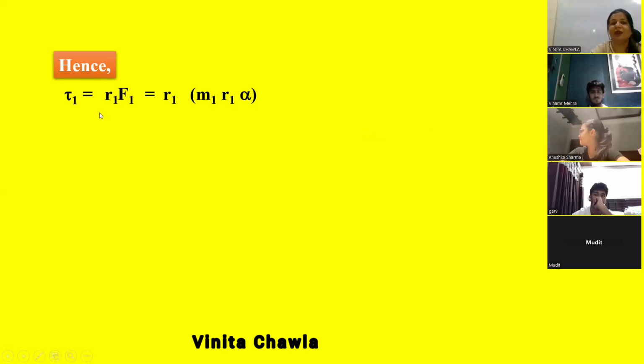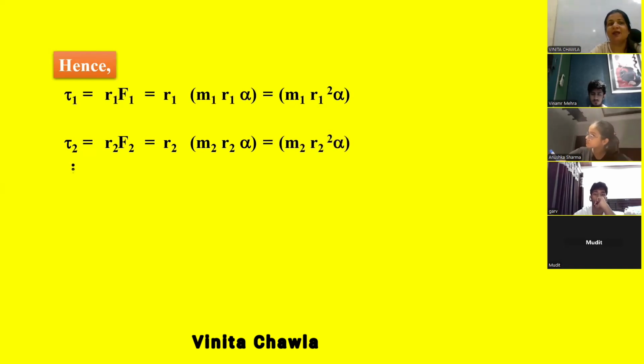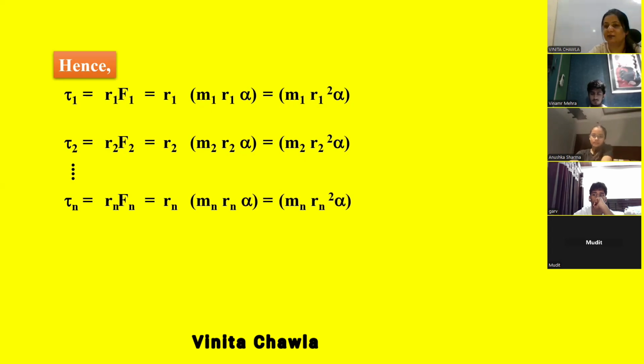Similarly, we can write for tau2, the torque acting on the second particle. It is r2 F2. Again, F2 is m2 a2 and a2 is r2 alpha. So it's m2 r2 squared alpha. Similarly, we can write for the nth particle like this. So we have written torque for individual particles.